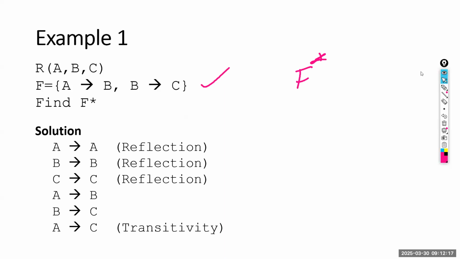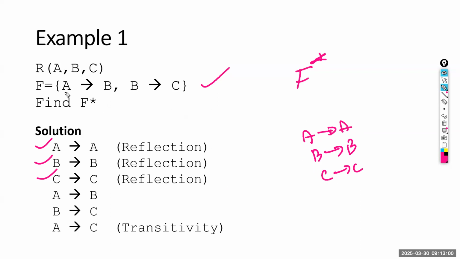We know that A determines A, right? Why? Because of the reflexivity axiom of Armstrong. So we can say A functionally determines A, and again B functionally determines B, and C functionally determines C. Do you agree? Because these are axioms, obvious. That is how you got these three. So F closure means you need to write down all the functional dependencies.